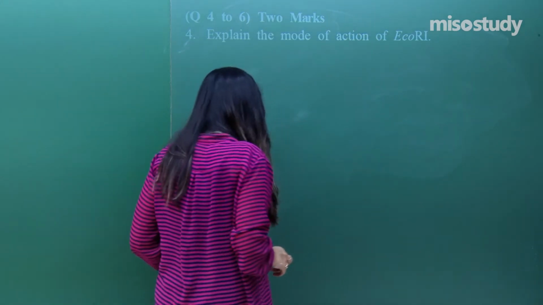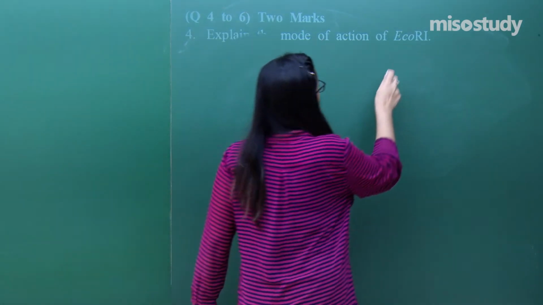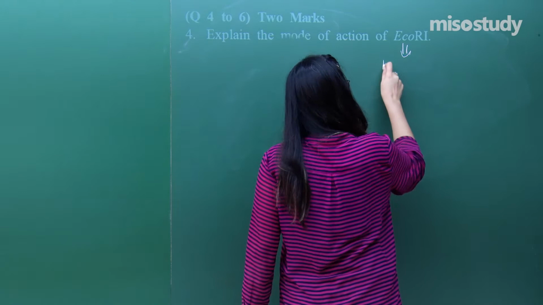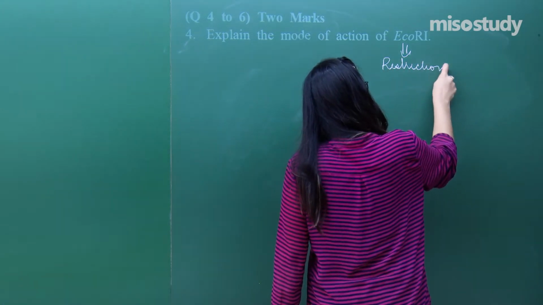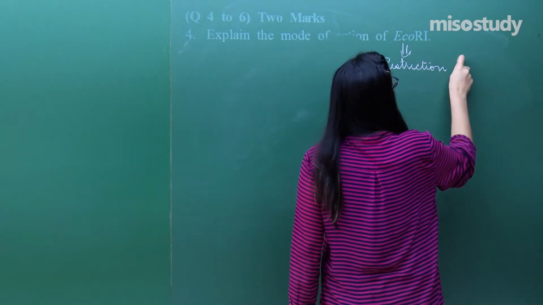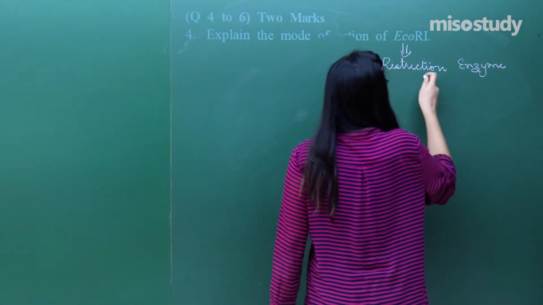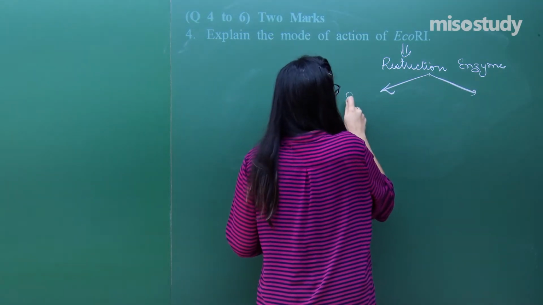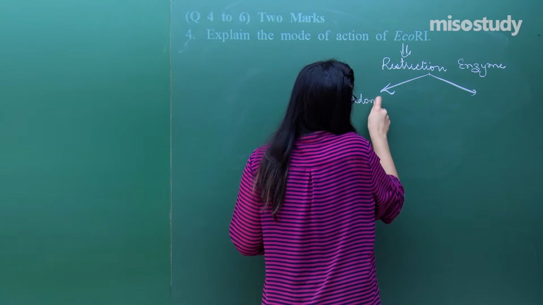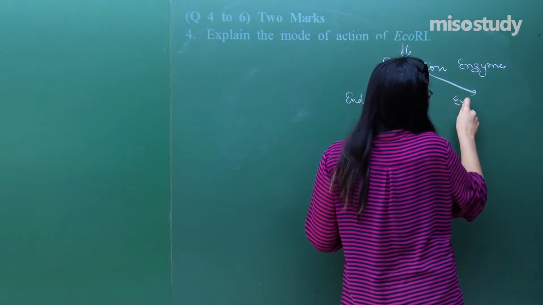Explain the mode of action of EcoR1. EcoR1 is what? That is called a restriction endonuclease. It's first of all a restriction enzyme. In the restriction enzyme, we have 2 categories. One is called an endonuclease and second is called an exonuclease.